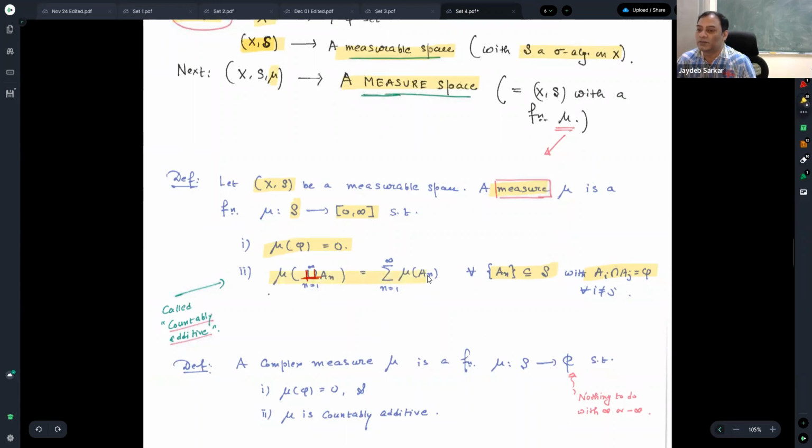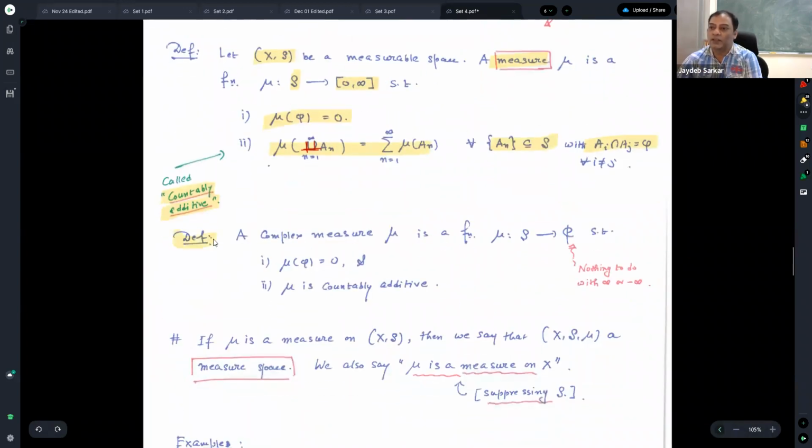That's the definition. So a measure is a function from the given sigma algebra to 0 infinity, such that the empty set has measure 0, number one, and it's what we call countably additive. In other words, if you take a sequence of disjoint measurable sets, then the measure of the union is the sum of the measures. That's the condition.